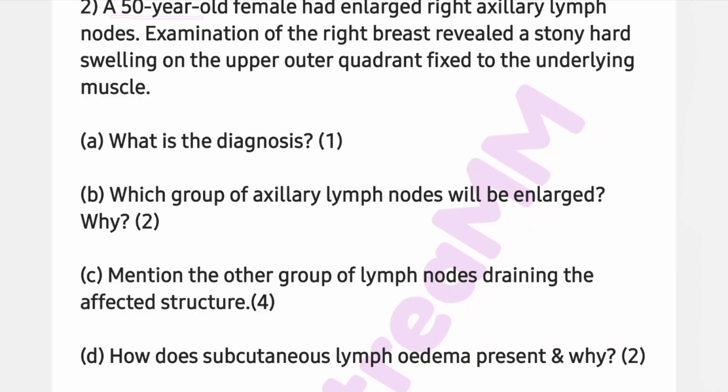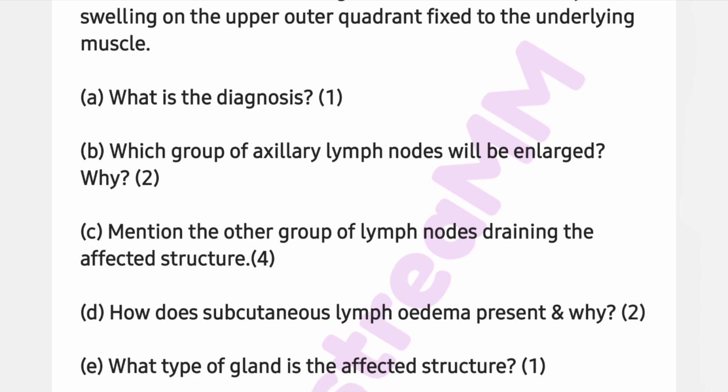A 50-year-old female had enlarged right axillary lymph nodes. Examination of right breast revealed a stony hard swelling on upper outer quadrant fixed to the underlying muscle. Here they have also talked about the swelling, the lump here. They have also given enlarged right axillary lymph node, and they have also said it is fixed. All I explained in the first question, all the clues they have given. So without fear you can write about breast cancer, and the side is right side. Which group of axillary lymph nodes will be enlarged?